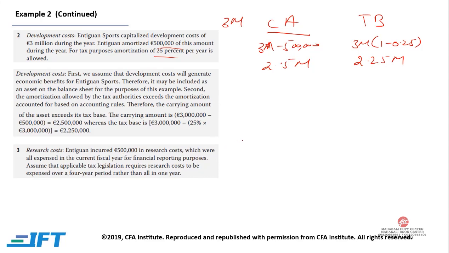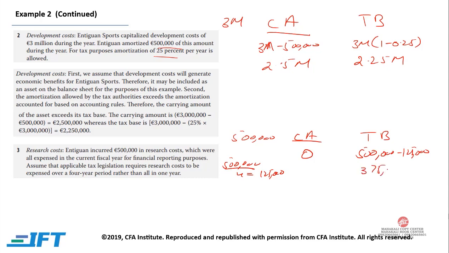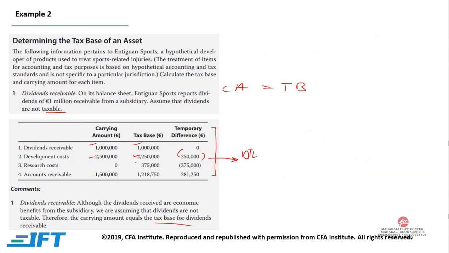Third is research costs. Antiguan incurred 500,000 research costs which were expensed. So the research cost is 500,000; carrying amount and tax base, this is what we need to find out. It was expensed in the current fiscal year for financial reporting purposes, so if it is expensed, your carrying amount would be 0. Assume the applicable tax legislation requires research costs to be expensed over a 4-year period. So 500,000 divided by 4 gives us 125,000. So the tax base would be 500,000 minus 125,000, that is $375,000. And we can see over here the tax base is 375, and over here the temporary difference is negative.